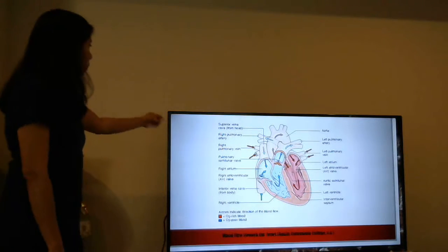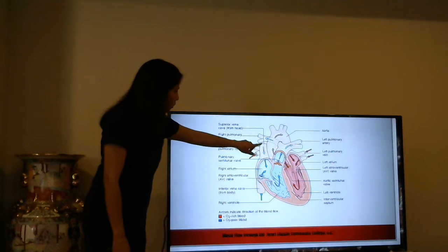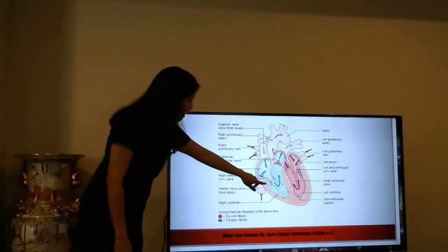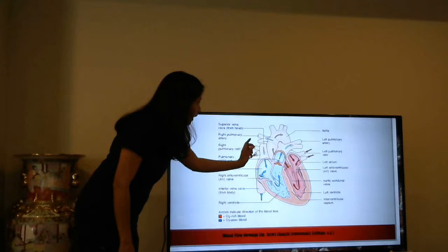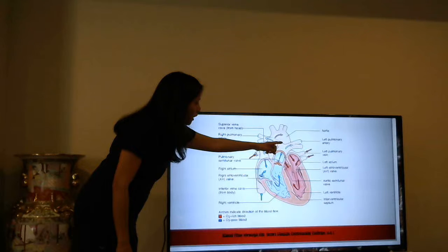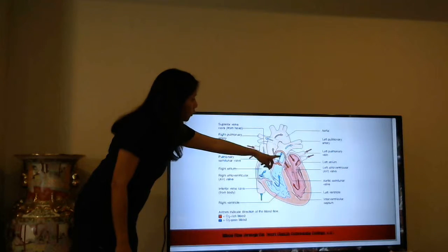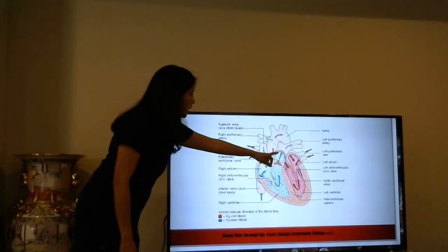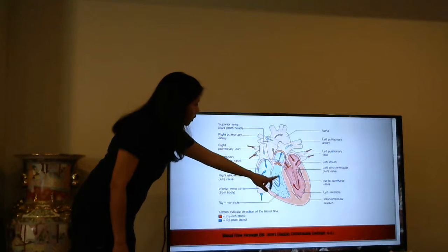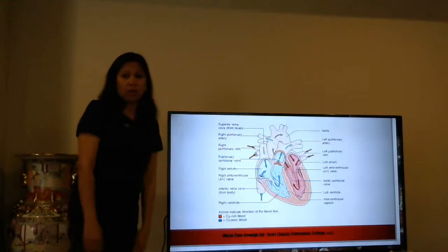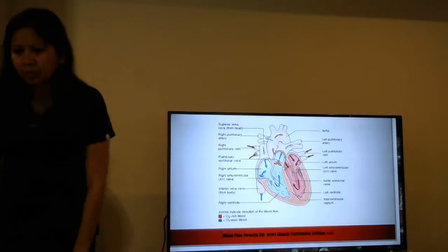So let's go through the blood flow one more time. You're going to enter through your right atrium, through your tricuspid to the right ventricle, through to the pulmonary artery, out through the left pulmonary artery, get our blood oxygenated, then come back through the left pulmonary vein into the left atrium, down the mitral valve to the left ventricle, through the aortic valve, and out through the aorta. So that's how our blood flow is, remember, from our last lesson.